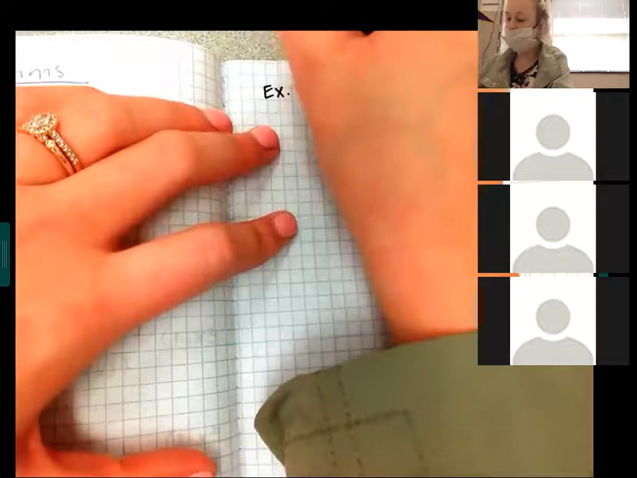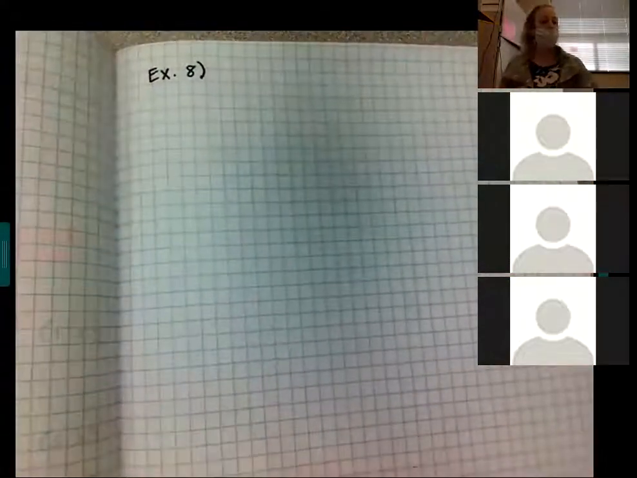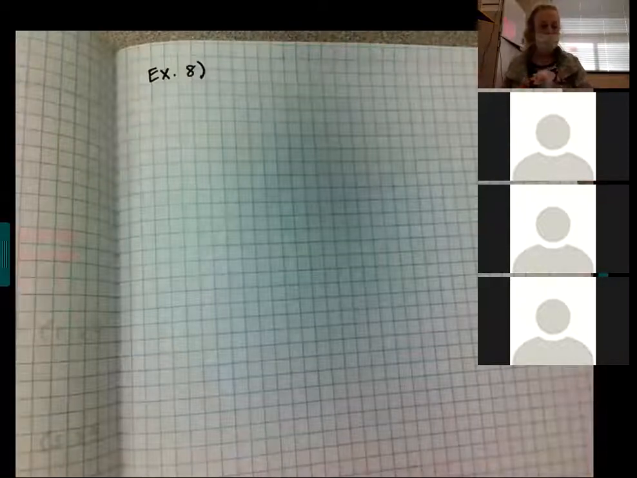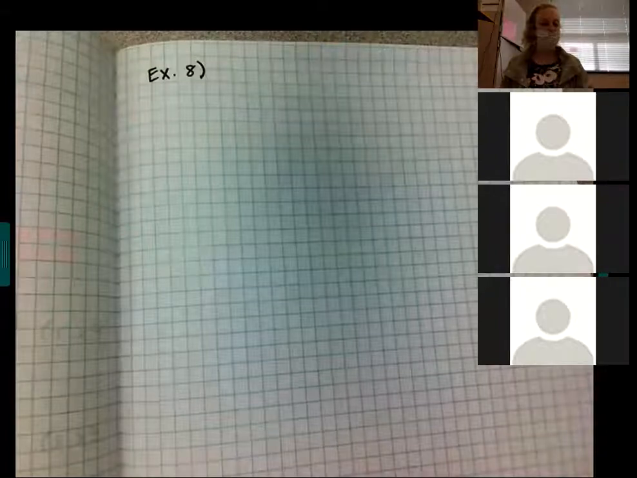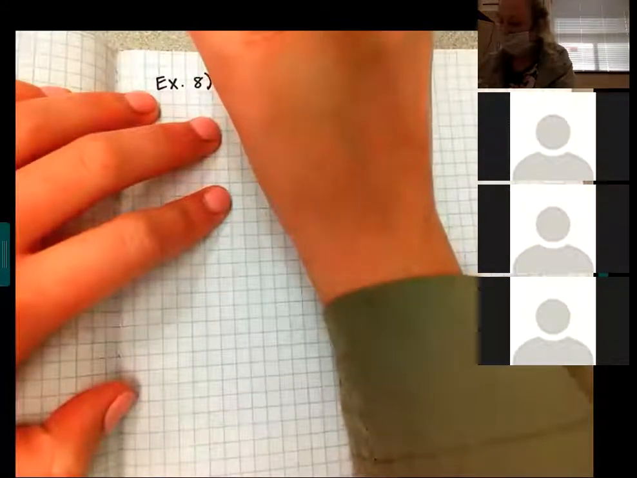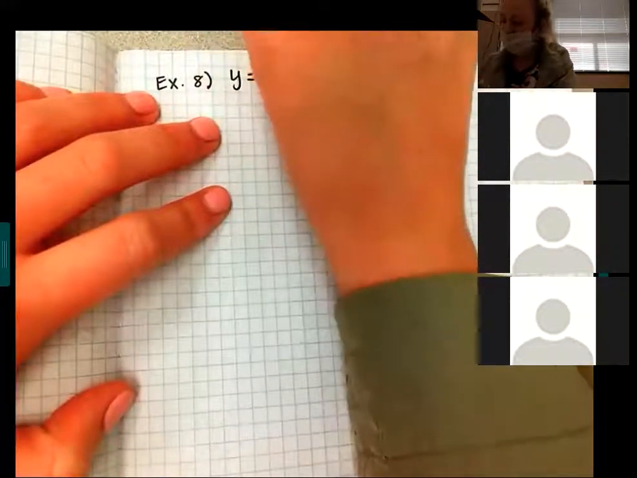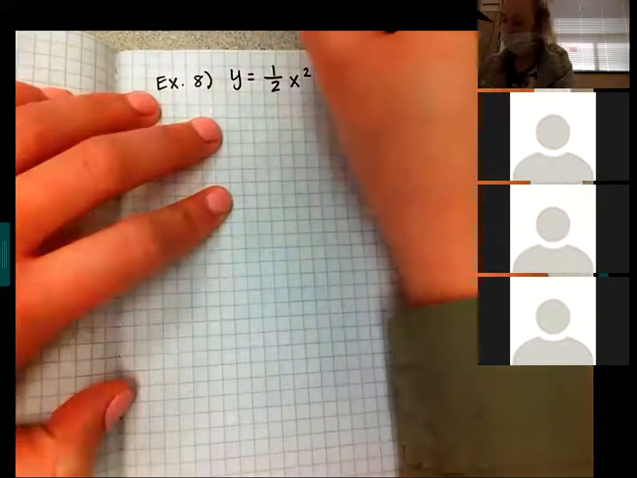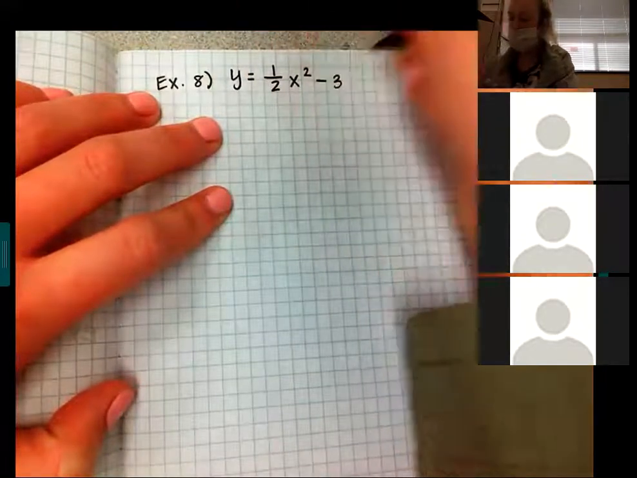I'll do like 2 more unless y'all need more than that, but I really feel like we'll be okay with just a couple more. Let's do, oh, it'd be nice if I write y equals 1/2 x squared minus 3.